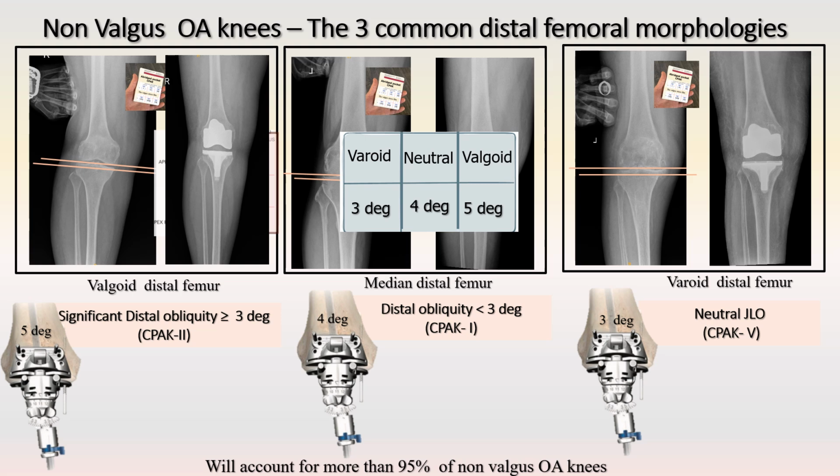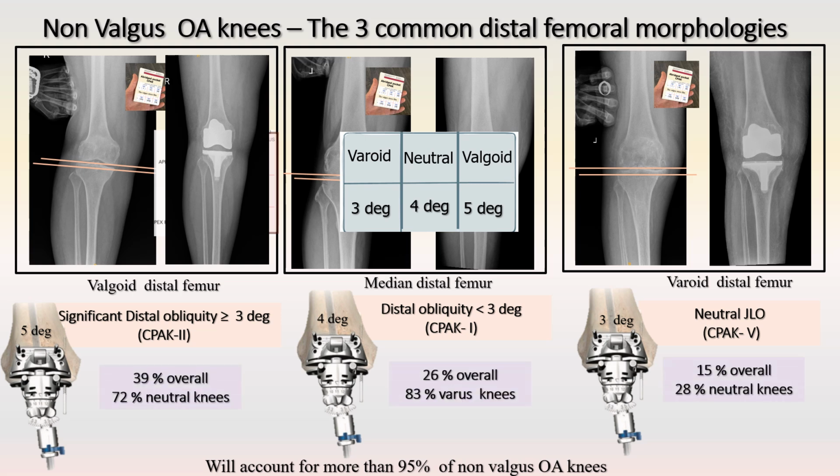So using this basic grid, we are able to incorporate the patient's native anatomy just like how a robot would do. Now, the incidence of a valgoid distal femur or a CPAK 2 is 39% overall in the population, the incidence of a median distal femur or a CPAK 1 is 26% overall, and the incidence of a varoid distal femur or a CPAK 5 is 15% overall.